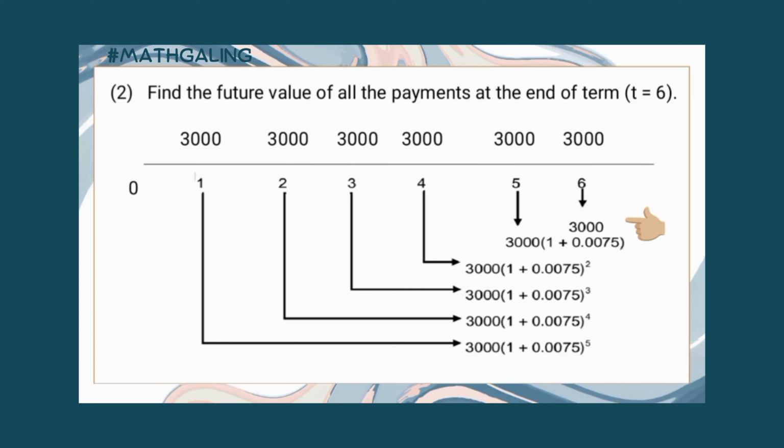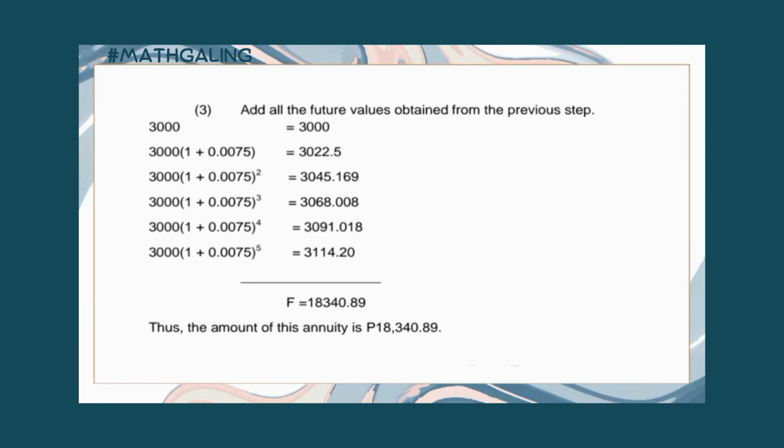So therefore, for 6 months, that's 3,000, because any number raised to 0 is equal to 1. So this becomes (1 plus 0.0075) to the power of 0. So this is now the cash flow. Then, to find the future value, we just need to simplify these equations.